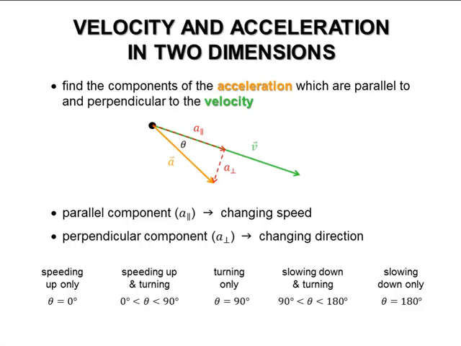So by looking at the velocity and the acceleration, looking at the angle between them, we can actually now interpret in detail exactly what that's telling us about the object's motion.